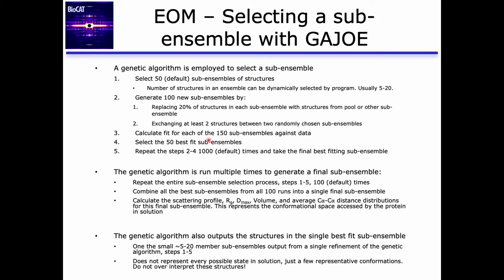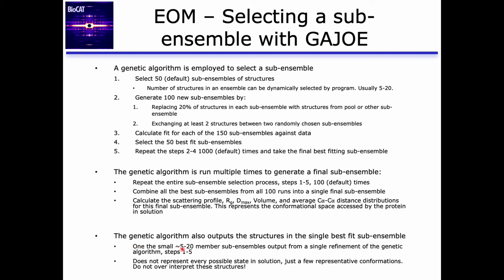And then at the end of this repeat, you take the best fitting sub-ensemble, and that's the one that you use to fit the data. You run this genetic algorithm itself, these 5 steps, multiple times, usually 100, to generate a final sub-ensemble. And this final sub-ensemble combines all the best sub-ensembles from all 100 runs of the genetic algorithm into a single distribution, a single sub-ensemble. And from the sub-ensemble, you calculate out the scattering profile, the fit against the data, and the distribution of kind of size and volume in the sub-ensemble. And this represents the conformational space accessed by the protein in solution.